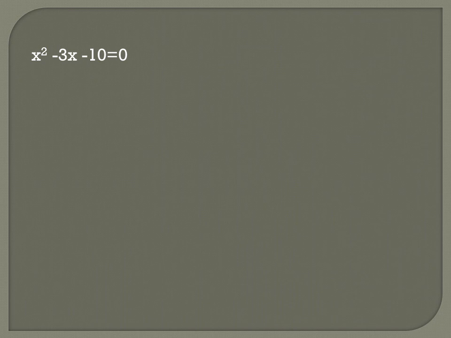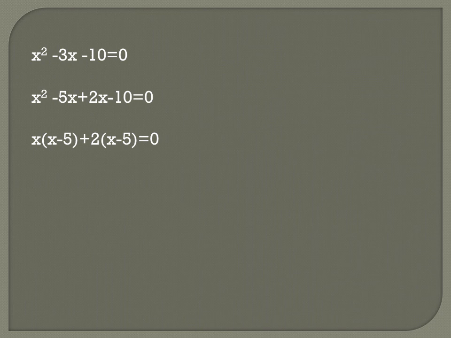Here we have to take any two numbers whose product must be equal to minus 10 and whose sum must be equal to minus 3. These two numbers are minus 5 and 2, which can be written as x square minus 5x plus 2x minus 10 equal to 0. From the first two terms we will take x common and the remaining terms in the bracket are x minus 5. From the last two terms we will take 2 common and in the bracket we are left with the terms x minus 5 is equal to 0.